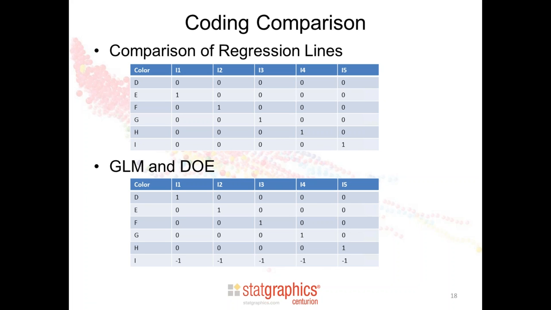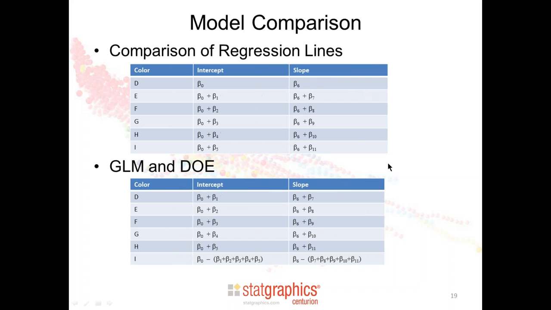If I set all the indicator variables to 0 in my model, then I am essentially making predictions for an average color. Well, it's not an average color. Averaged over the 6 colors is the way I should say that. Now, the next screen also shows the implications with respect to the intercepts and the slopes of the model.